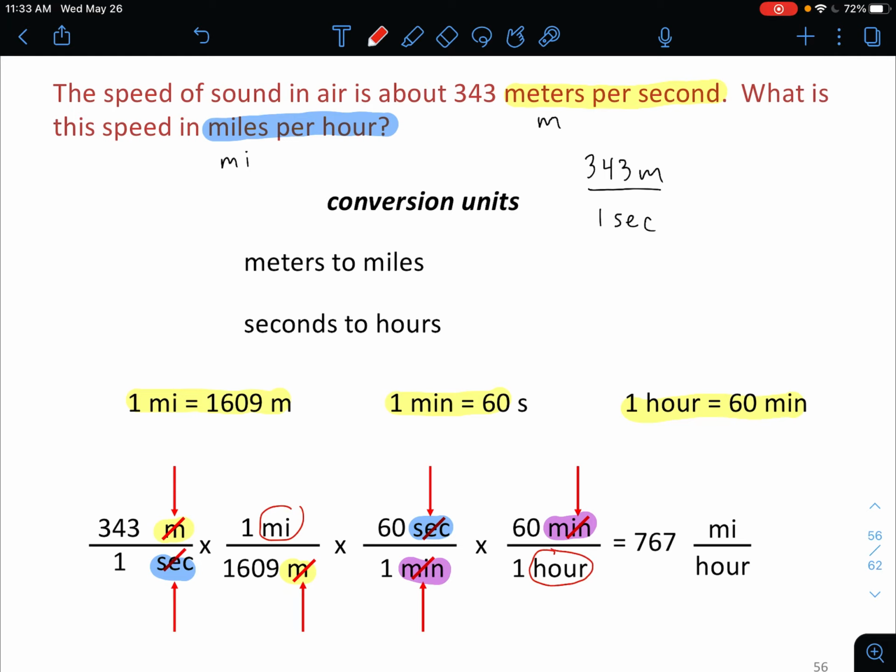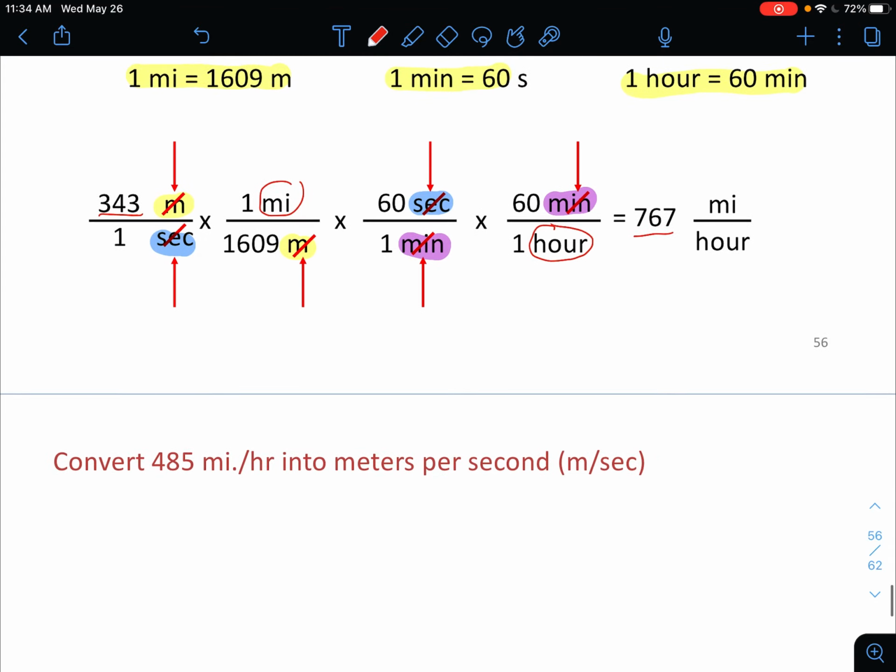So that means we did things correctly. That's the correct units. And if I multiply this all out, remember, order of operation multiplication isn't important, just don't forget about anyone. We get 767 miles per hour, reporting it to 3 significant figures since our original value has 3 significant figures, and we're treating all of our conversion factors as exact numbers.